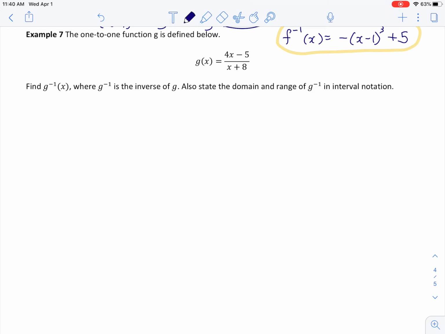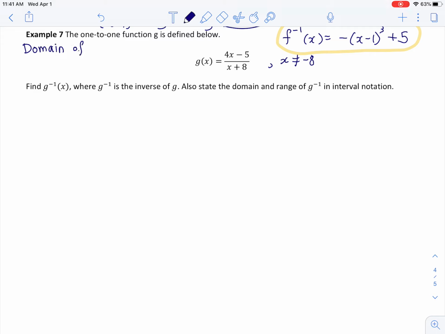They want you to find g inverse of x. Also, they want you to state the domain and range of this g inverse in interval notation. Okay? So we're going to do the whole thing. Now, first of all, take a look at this g of x for me. In g of x, what is that one value that x cannot be? x cannot be equal to -8. Why? Because if you plug in -8 in here, you're going to get a 0 for the denominator, right?